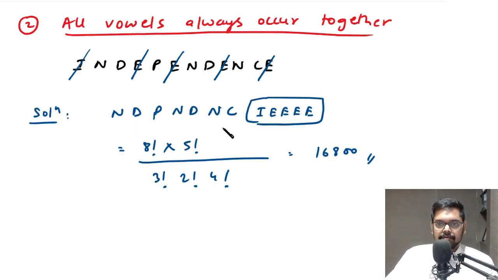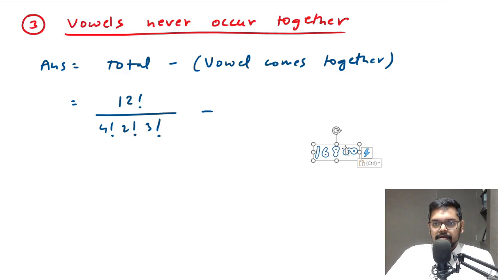Vowels come together. That we haven't solved for now. Vowels come together. Have you solved? Sir, we have solved here. Vowels always come together. So 16800. Just do the copy paste.